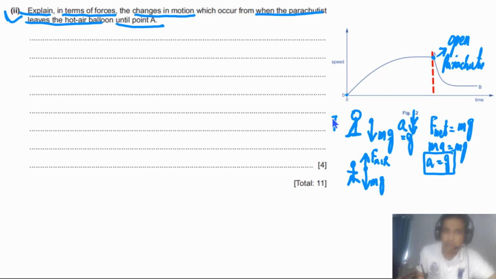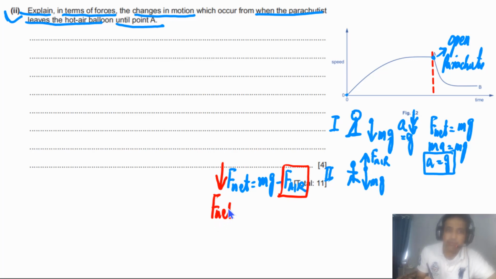So we can say this is case 1 and this is the second. In this case we can write down F net, which has to be equal to mg minus F air, and I hope now you will see that this F net is lower than mg because this term is subtracted. So due to this term F net is lower. If F net is lower, how about the acceleration? F net is equal to ma. So if F net goes down, mass will not change, so a also will go down.